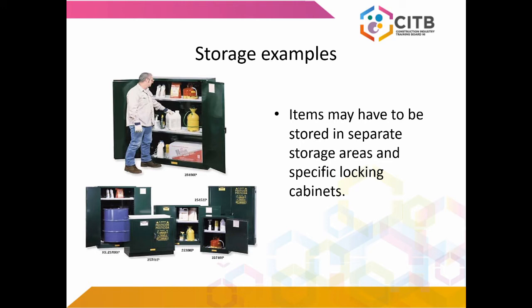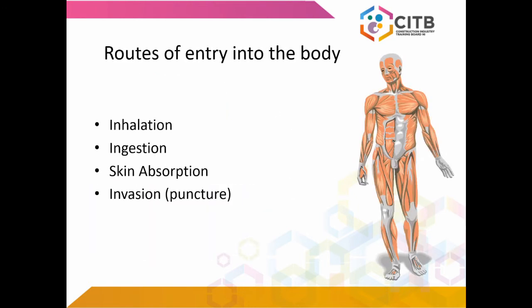Storage examples. Under the COSHH regulations, items may have to be stored in separate storage areas and specific locking cabinets. Here we have some examples. Routes of entry into the body: we have inhalation, ingestion, skin absorption, or invasion, for example puncture.